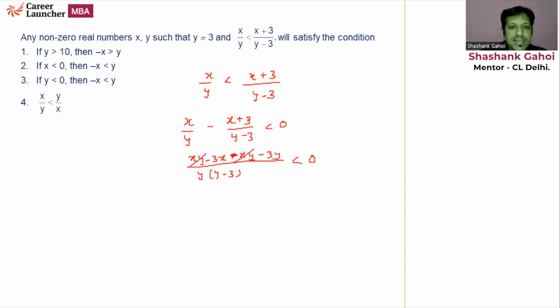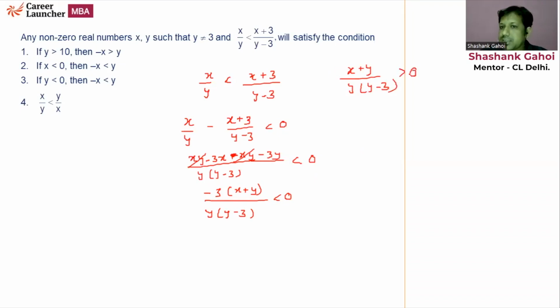So this gets cancelled out. So I can say that minus 3 times x plus y upon y times y minus 3, that's less than 0. So from here, I can say that x plus y upon y times y minus 3 is greater than 0. If I take it to this side, my inequality sign changes, because if I multiply or divide by a negative number, my inequality sign reverses.